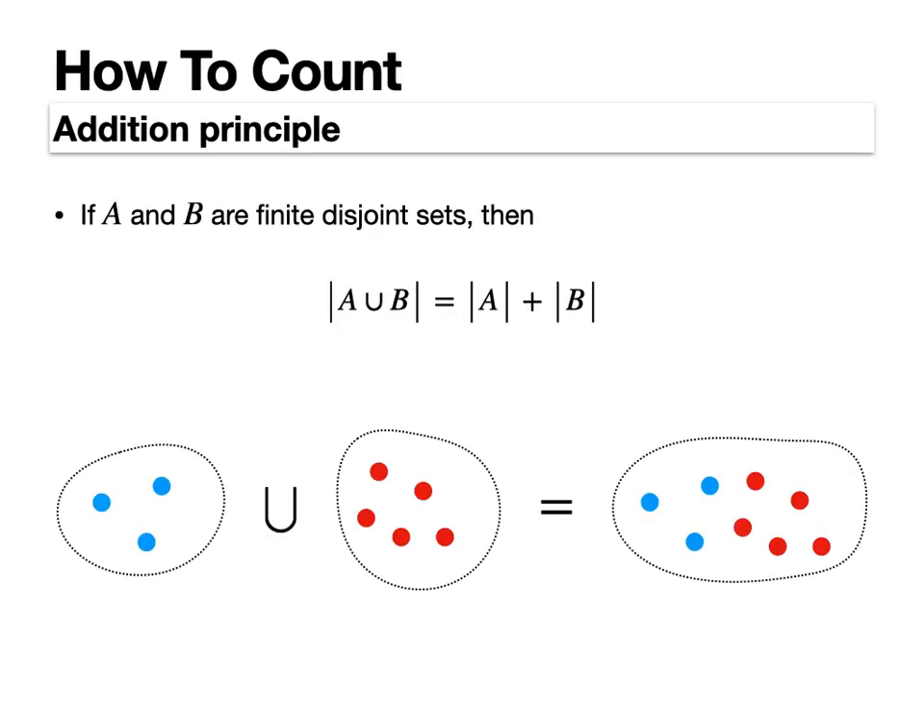So the first principle is pretty simple. If you have two sets that have no overlap, so they're disjoint and they're finite, then the cardinality of the union is simply the sum of the two cardinalities. That's pretty easy to see, and of course it hinges on the fact that there's no overlap between the two sets. So that's why you're not overcounting anything when you just add cardinality of A and cardinality of B.